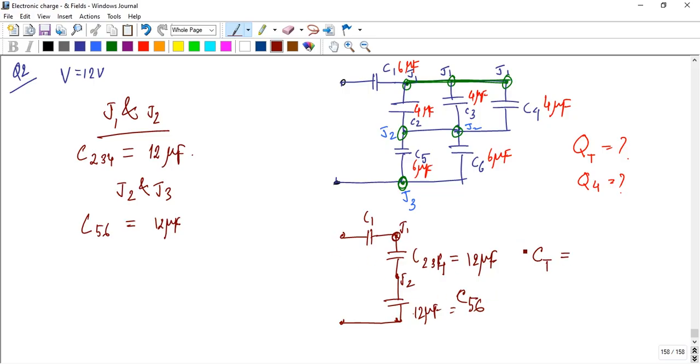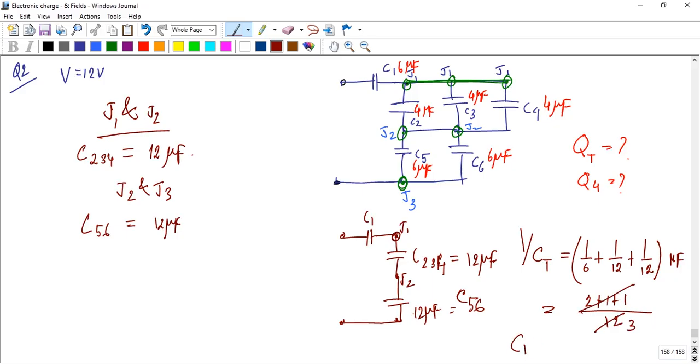So we just add the reciprocals. C1 is 6. So 1 by 6 plus 1 by 12 plus 1 by 12 per microfarad. Taking 12 common, that is 2 plus 1 plus 1, that is 4. 4 by 12, so we get 1/3. So 1 by CT is 1/3 per microfarad. Now taking the reciprocal, the total capacitance we get is 3 microfarad.